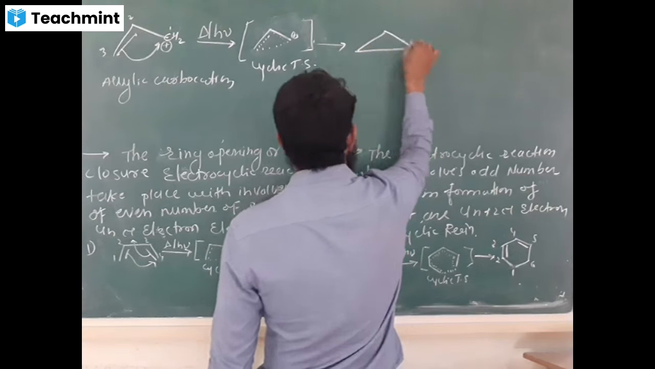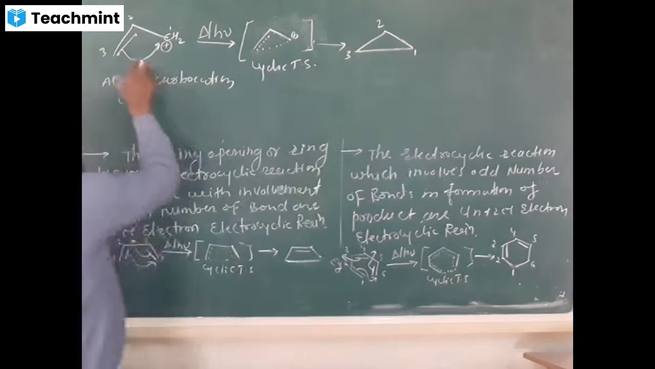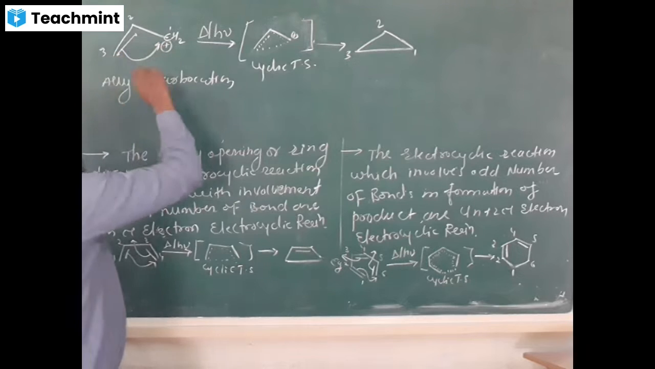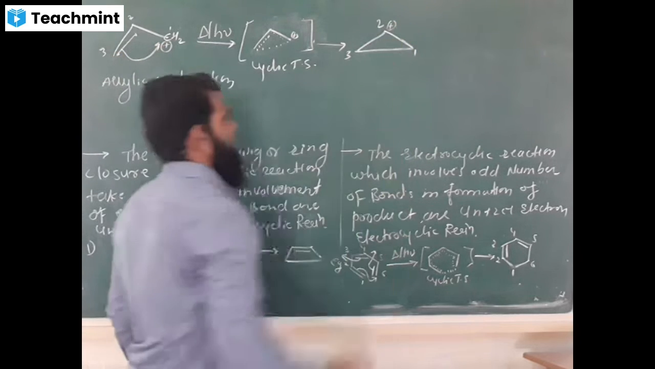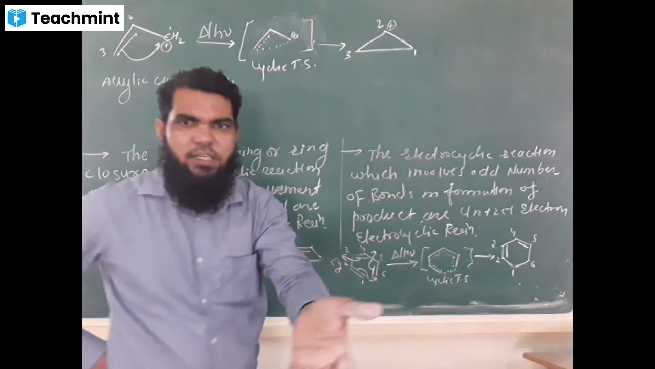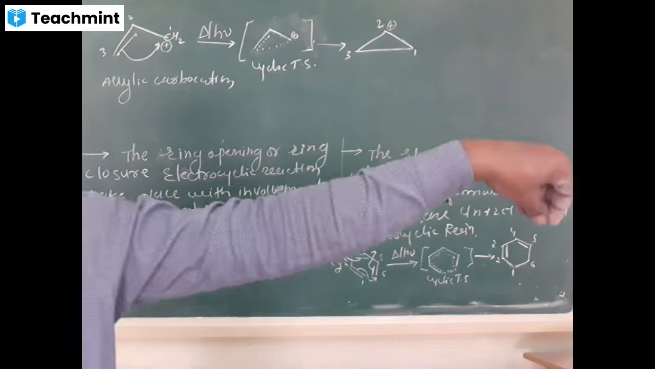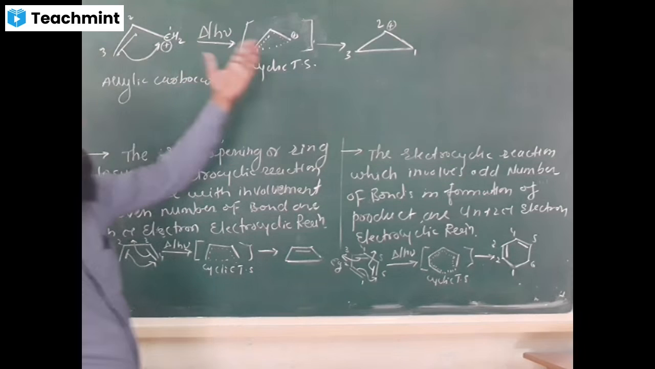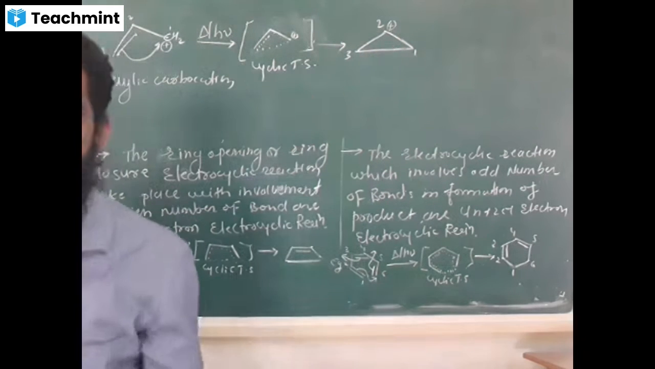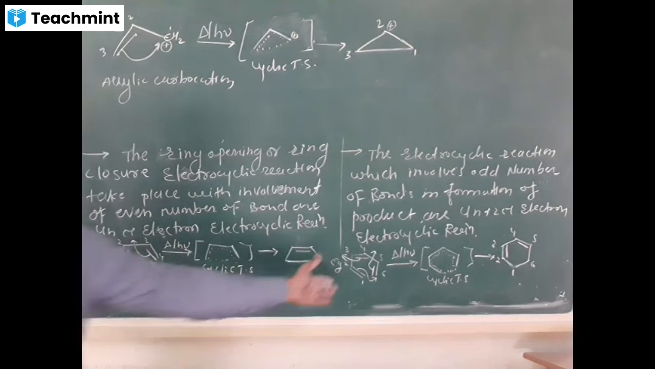Moving ahead, we get the product. This was 1, this was 2, this was 3. A new bond is formed between 1 and 3, so a positive charge is developed on the second position. So what we have observed here is that this pi bond gets converted into a sigma bond, and this is the electrocyclic reaction. At the expense of one pi bond, one new sigma bond is formed. So how many bonds are involved in this reaction? Only one bond. So this is an odd number of bonds.